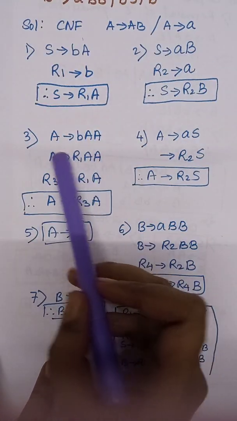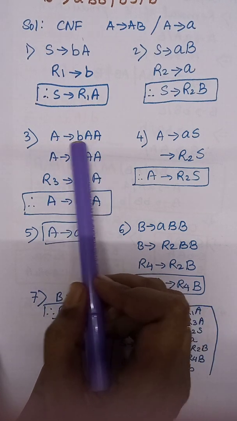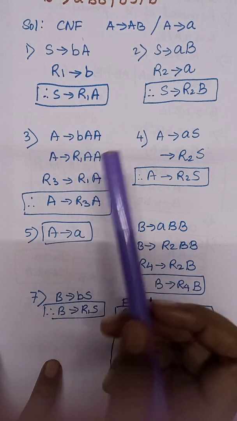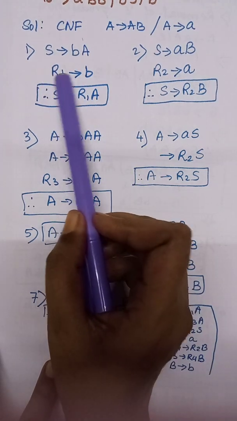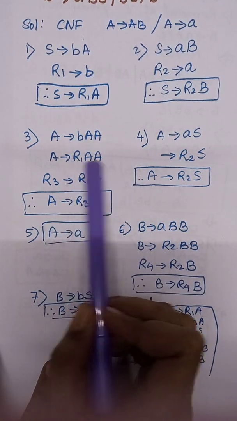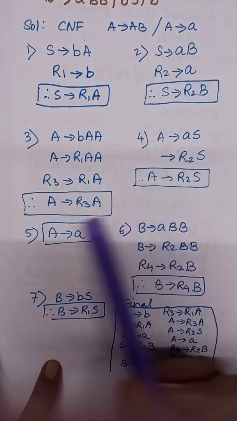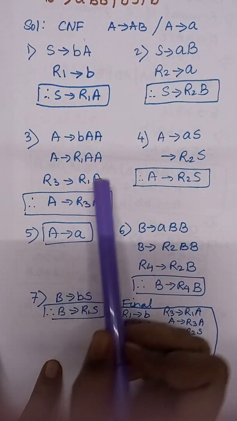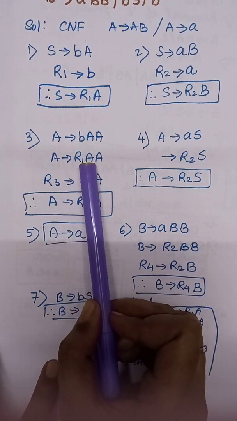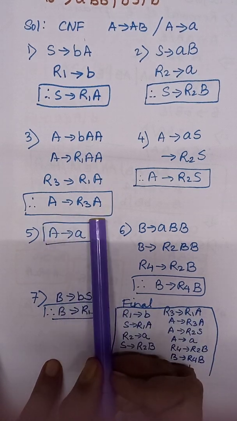Now consider the third production. A is producing BAA. Again, everything has to be in the form of non-terminals. So this B will be replaced by R1, which we had already taken. So it is R1AA. But here we have three non-terminals. According to CNF, we should have only two non-terminals. So let R3 produce R1 and A. So this R1 and A will be replaced by R3, followed by A. Now this is in the CNF format.